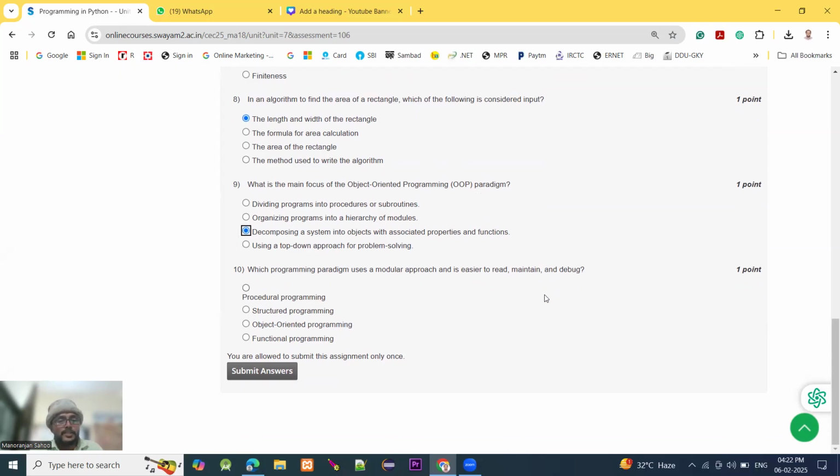So the last question: which programming paradigm uses a modular approach and is easier to read, maintain and debug? We know object-oriented programming. What is object-oriented? It has data abstraction, encapsulation, polymorphism and inheritance, 4 types of things. So object-oriented programming uses a modular approach and is easier to read, maintain and debug.